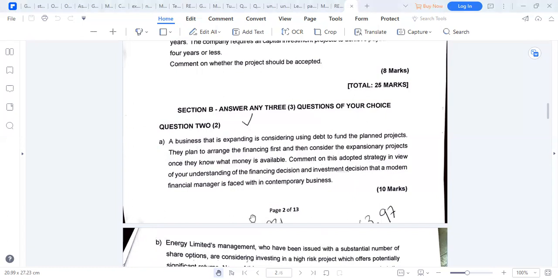A business that is expanding is considering using debt to fund planned projects. So they plan to arrange the financing first. Then after they arrange the financing, they will consider expanding projects once they know what money is available. Comment on this adopted strategy in view of your understanding of financing decisions and investment decisions that a modern manager is faced with in a contemporary business.